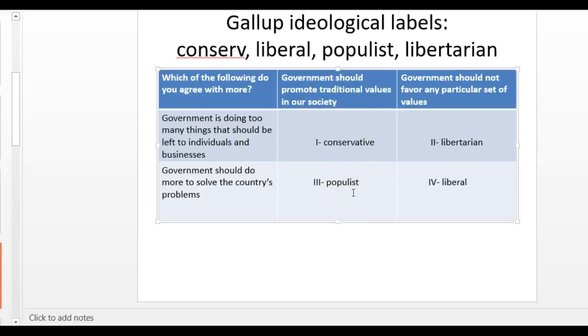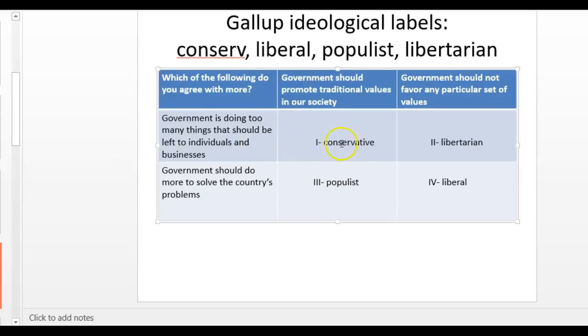I know in popular discourse, Trump is sometimes referred to as a populist. That's not what we mean here at all. You could call this watermelon if you wanted to, but this is just the label that the Gallup organization uses for that answer. So this is an example of what we call broad public opinion.